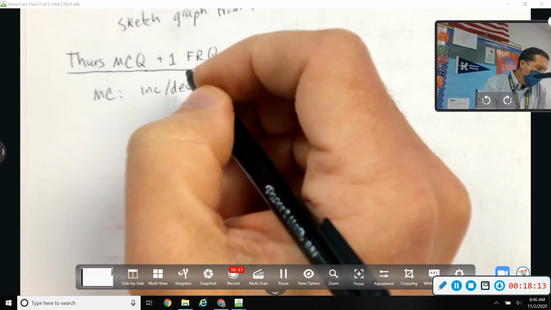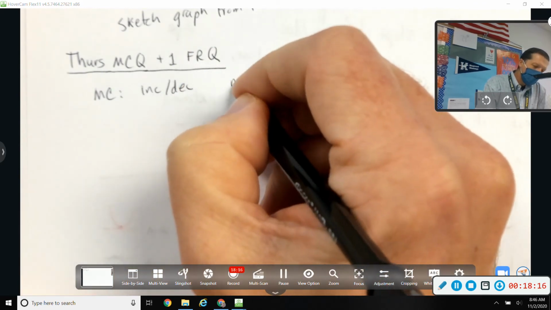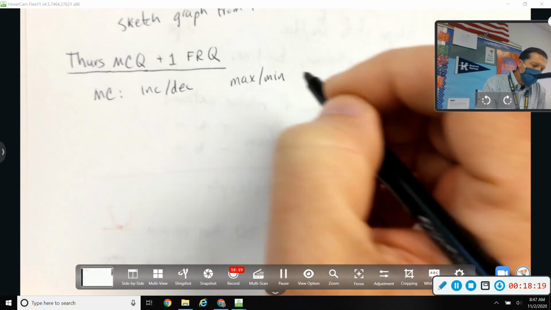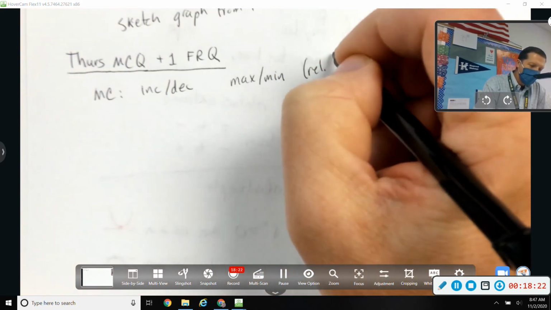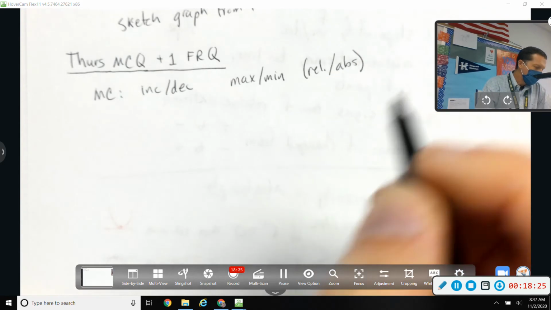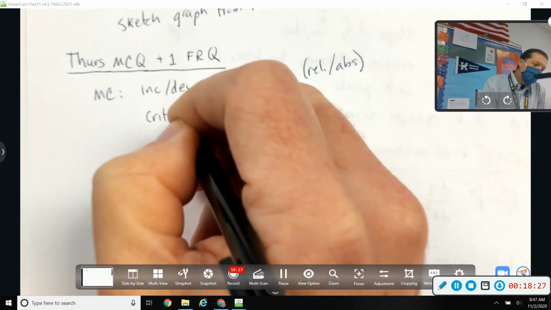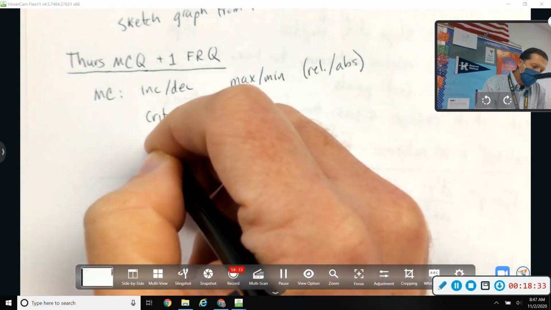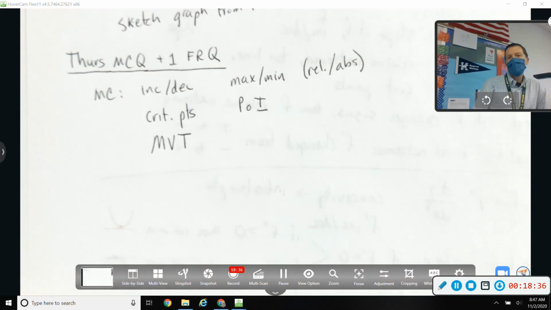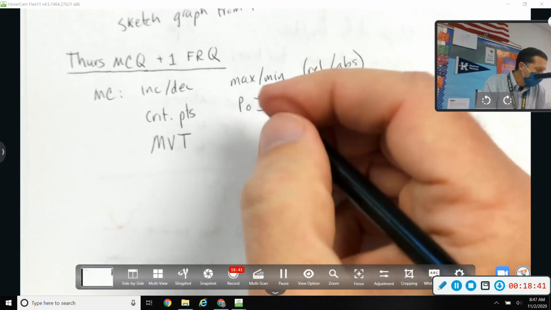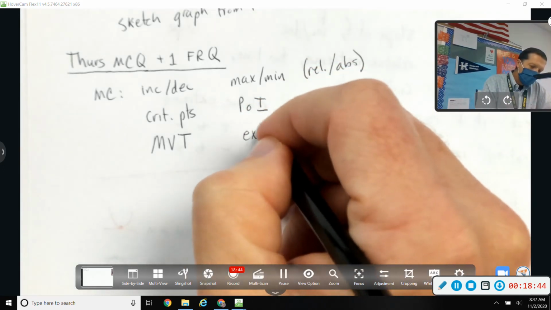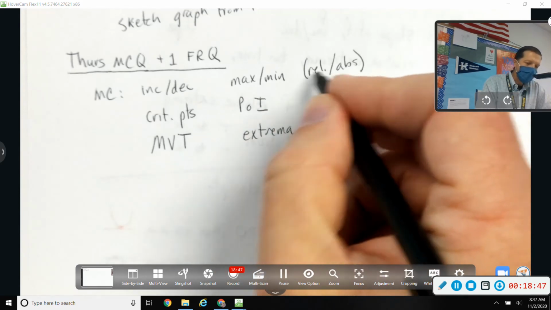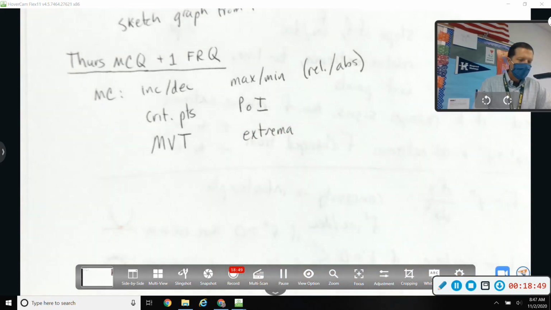So it's all the words we've already said. Increasing, decreasing, max and min. Be careful about relative versus absolute. Critical points. Point of inflection. There's an MVT problem thrown in the multiple choice. So obviously it's not the full piece of it. It's like one piece of it. Extrema, although I guess that's the same thing as relative and absolute max and min. So all that first to second derivative concept stuff.